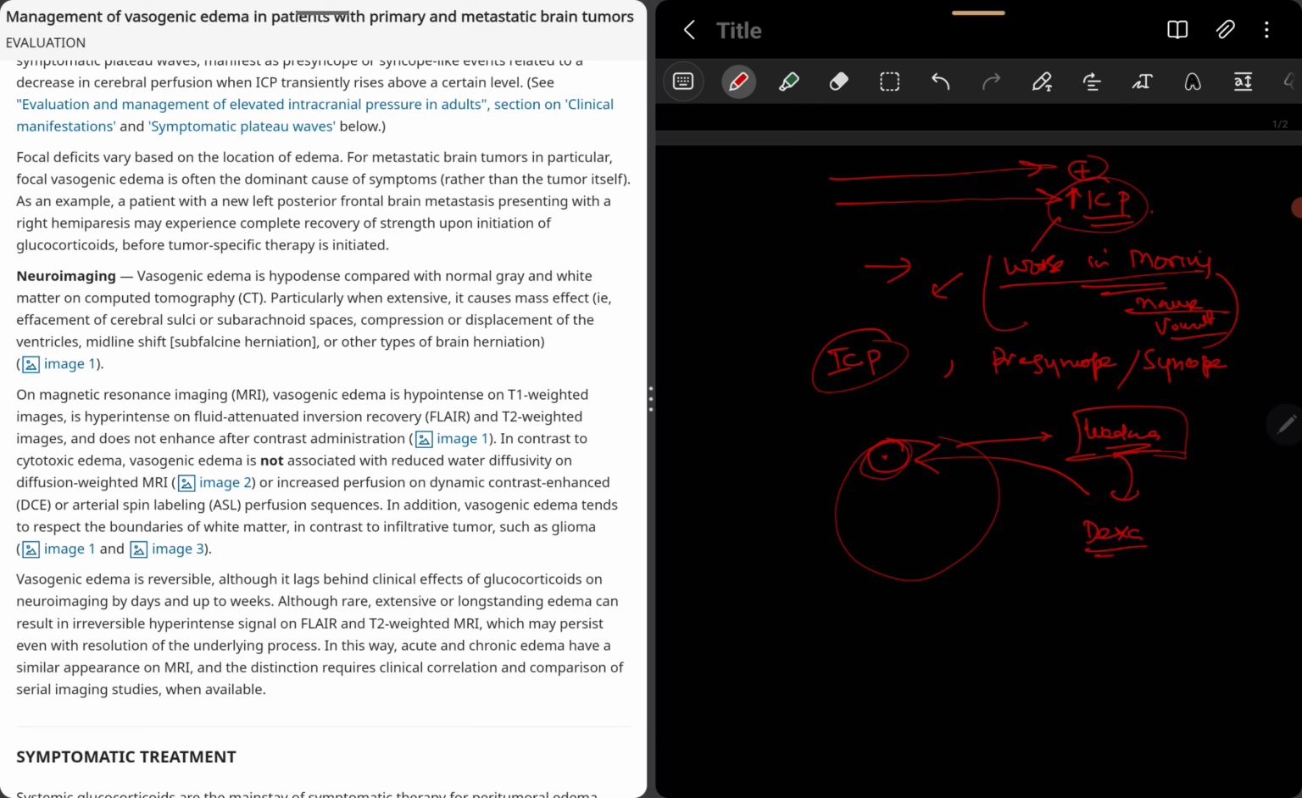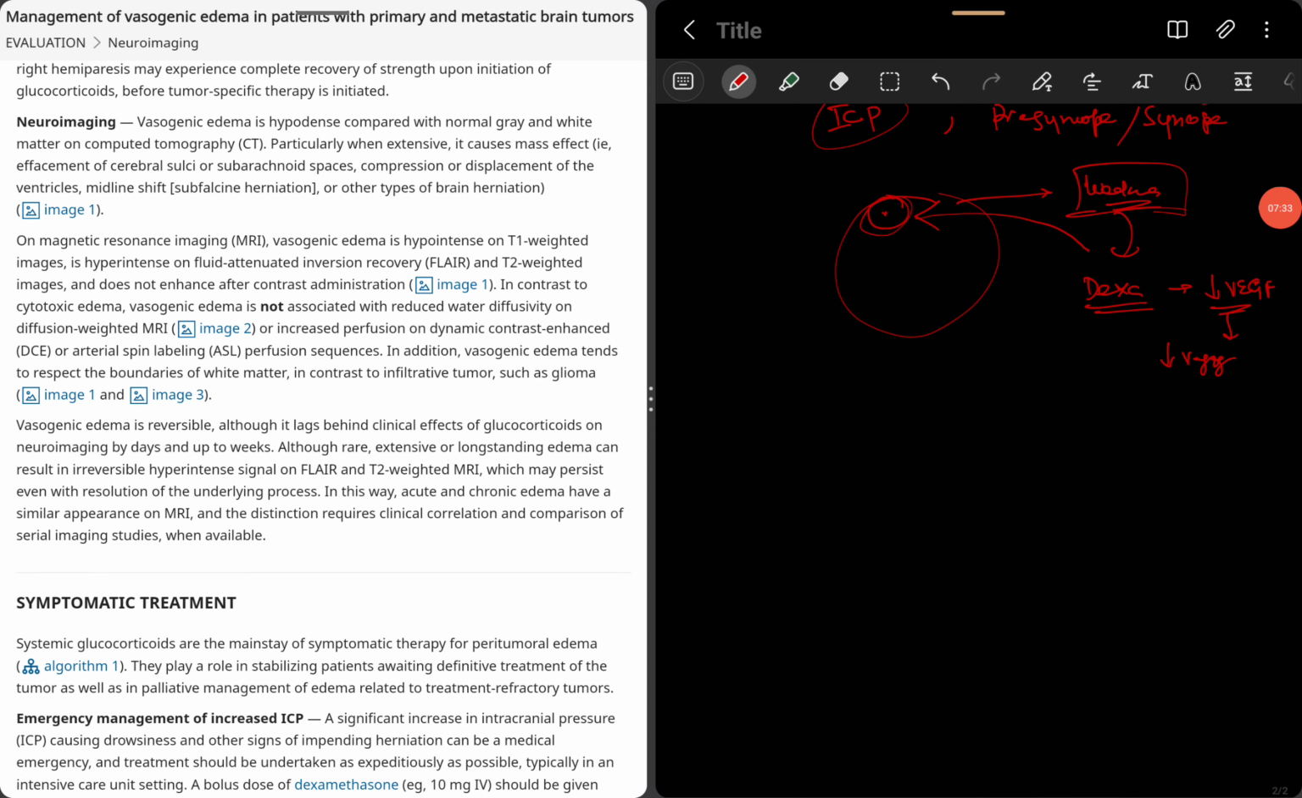So when you start dexamethasone, you will decrease vascular endothelial growth factor, and what will it lead to? It will decrease this vasogenic edema. So you will see that there is disappearance of white matter lesions on MRI, and the patient experiences complete recovery of strength upon initiation of this glucocorticoid, even before this tumor-specific therapy is initiated.